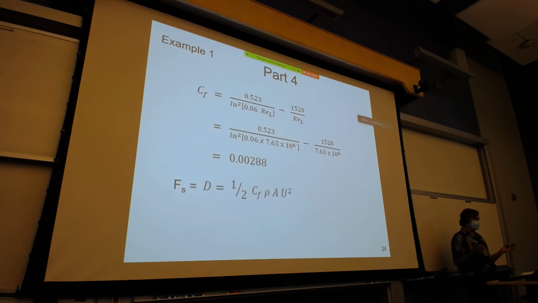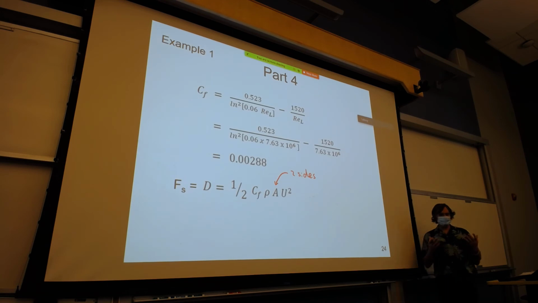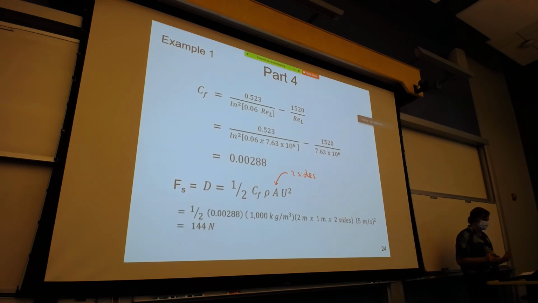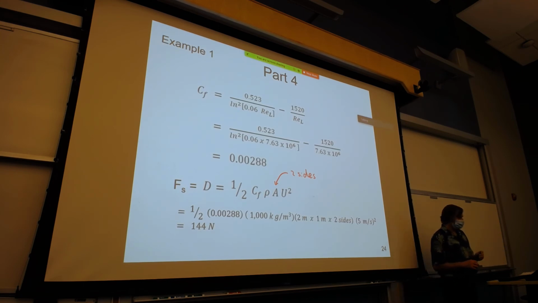So now we can take that drag coefficient, put it into the drag force equation, and calculate the drag on this flat plate. And again, this is where we have to recognize we have two sides. So the area of one side is 2 meters by 1 meter. Since this plate is completely submerged, we have to make sure we account for both sides. In some of your problems, the plate is only submerged on one side, for example, the bottom of a barge, or the outer shell of a train. So in this case, we're substituting all that information into this equation, and we get a drag force of 144 newtons. Are there any questions on this one?